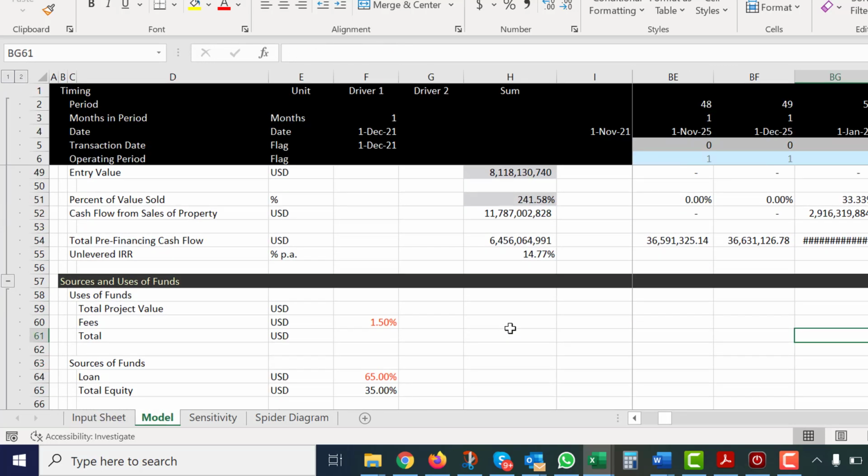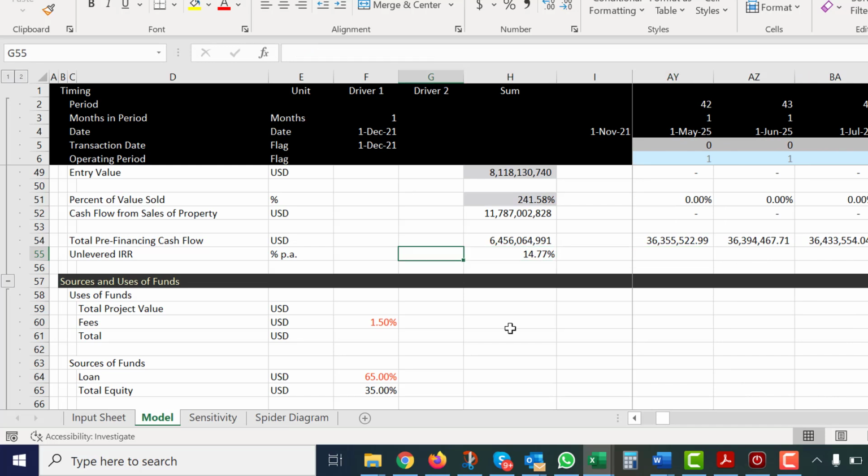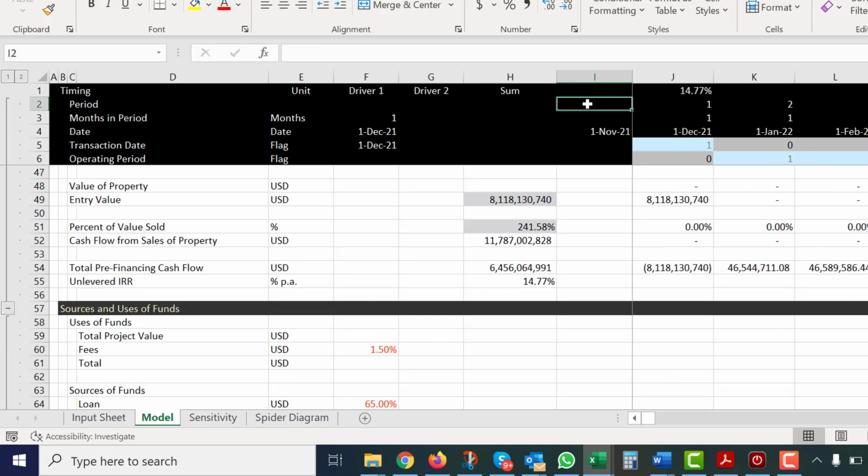And then once we do all of this, we have our unlevered IRR, which is a key thing to have in there. And, you know, I sometimes call it ungeared IRR.